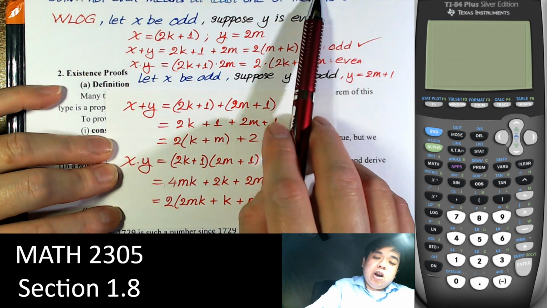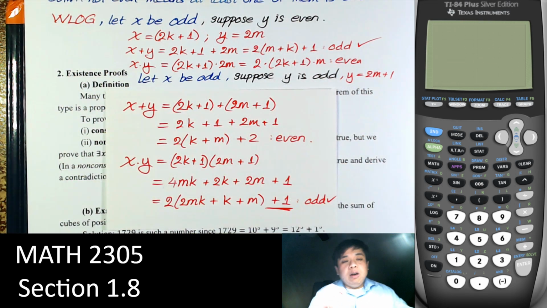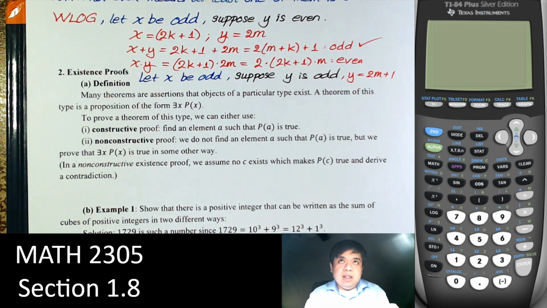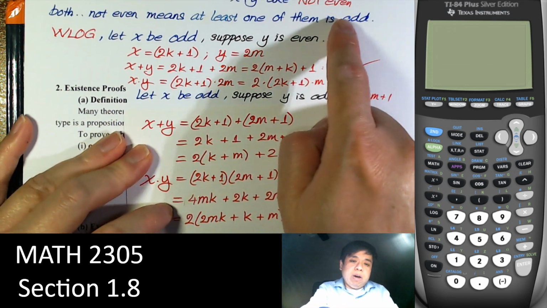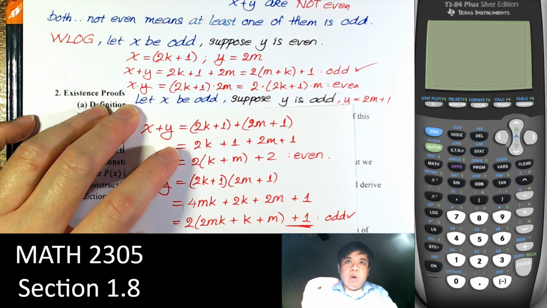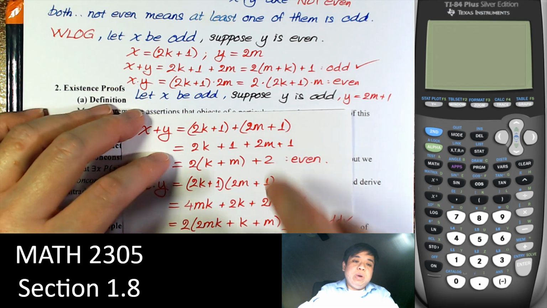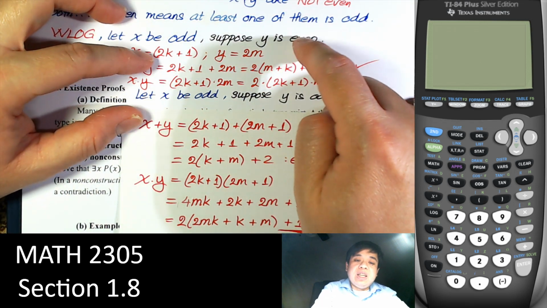So that means not both of them are odd. Meaning not both of them are even, meaning at least one of them is odd. So in this case this term is odd. So we cover both cases, when y is even and when y is odd.